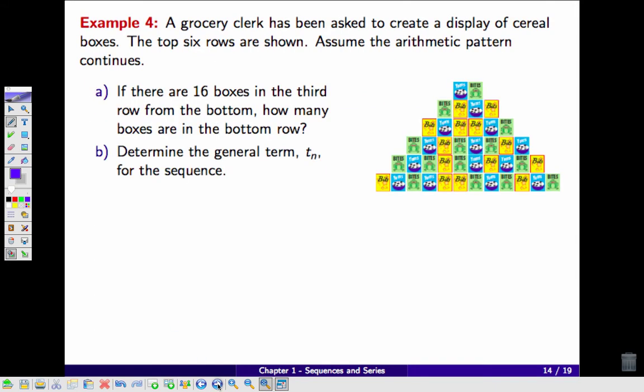So, pretty standard, but it switched up what you needed to find. Moving on to example 4, which deals with a grocery clerk stacking cereal boxes.